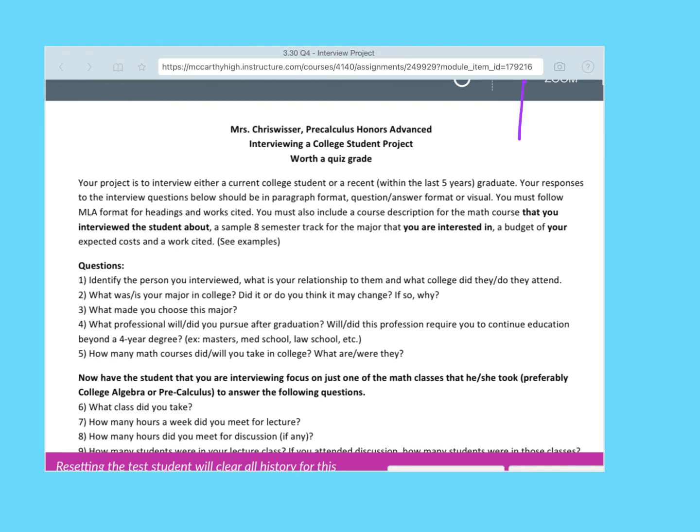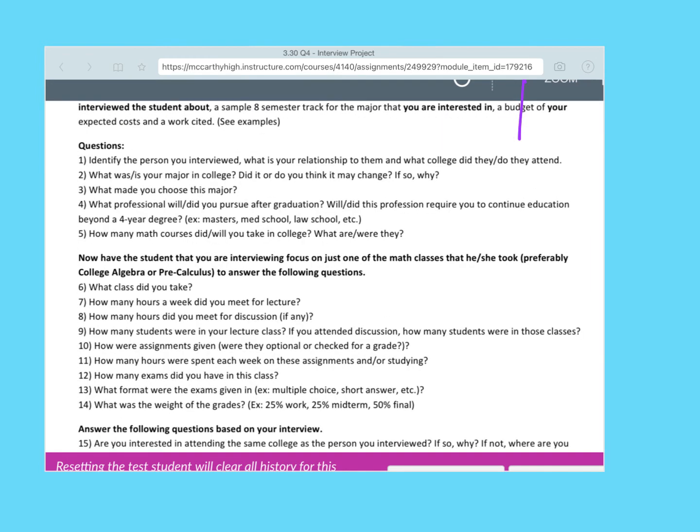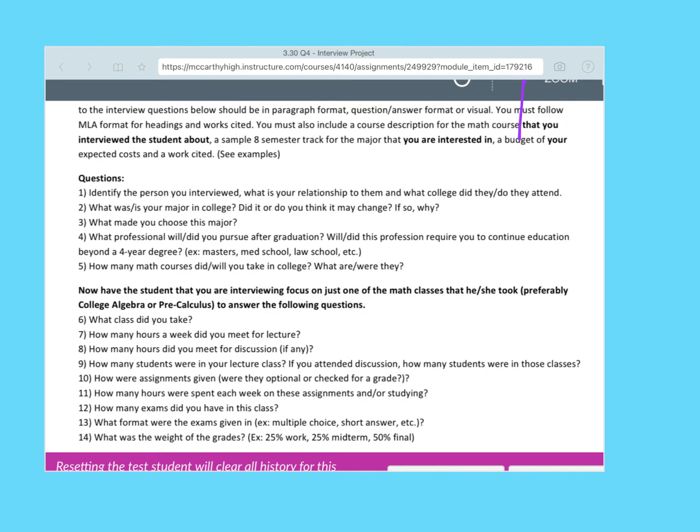So for the first 14 questions, you are going to interview somebody, okay? I want you to communicate with them. I don't want you to send them these 14 questions and ask them to email them back to you. That's not the point of this. The point of this is to actually get an account of what it's like. And so to do that, you want to be able to say, what does that mean? What does that look like? You want to have a conversation with somebody.